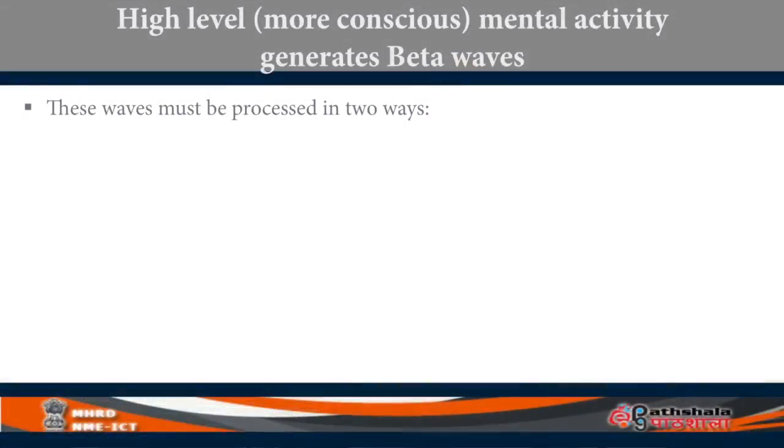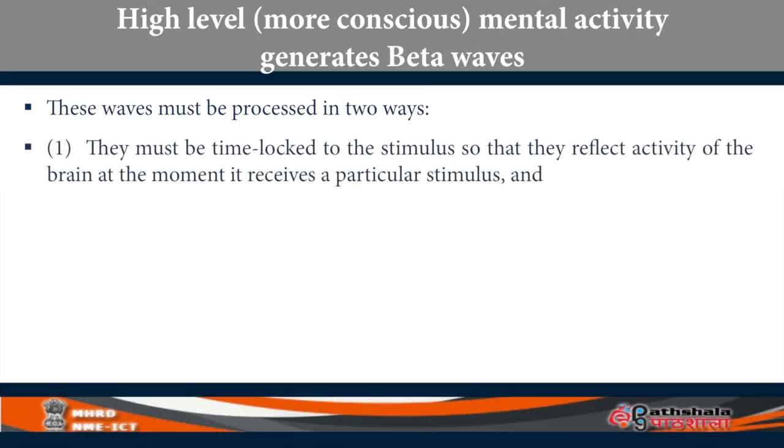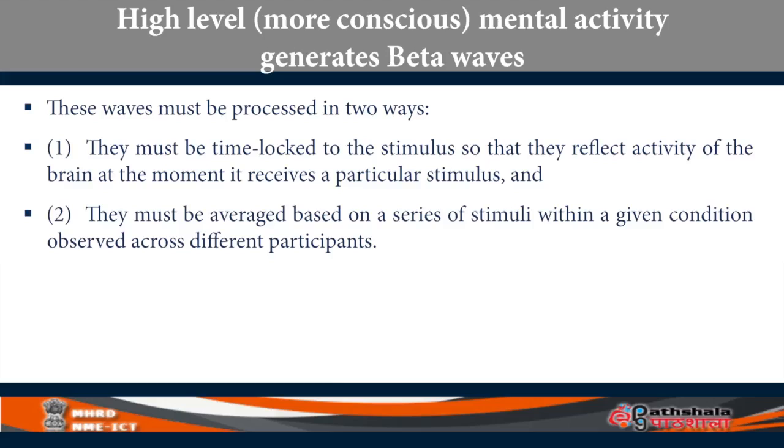Before we can make any sense of these waves, two steps are undertaken to process them. One is that they are time locked to the stimulus that is given to you, so that they reflect the activity of the brain at the moment that stimulus reaches your brain. So time locking with the stimulus is one step. The next step is that they must be averaged, because there is so much electrical activity happening in relation to a particular stimulus. One person is not enough.